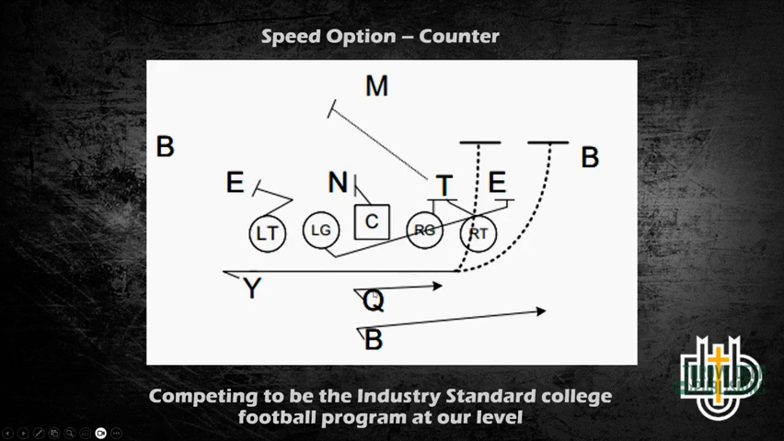So in every way, shape, or form, this looks like counter, except we're running double option with the counter. The quarterback's job is to insert the first vertical seam he sees on the play side. If he takes the ball outside, now he's just running his force player option rules.